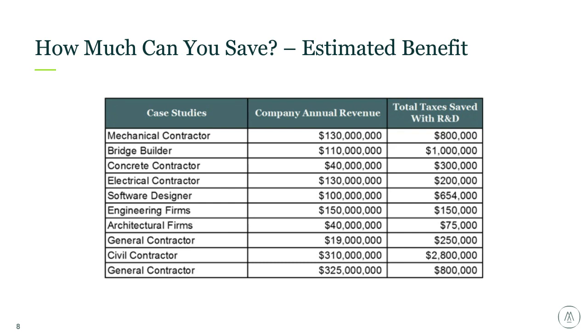And I'd also point out, if you look through the list, you'll see that gross revenues don't necessarily affect the amount of credit a company can receive. So if you're thinking you're a small company and it may not apply, you'll see there's a GC there with gross revenues of $19 million that walked away with $250,000 in credit. And in turn, you'll see an engineering firm or a software company that had $150 million in revenue and walked away with $150,000 in credit. So the size of the company doesn't necessarily determine the amount of credit potential out there. It's the dollars that are being spent.